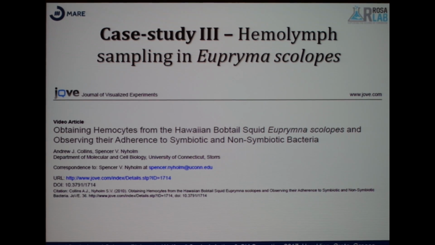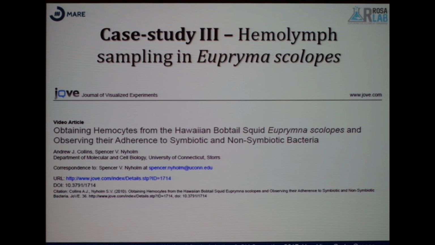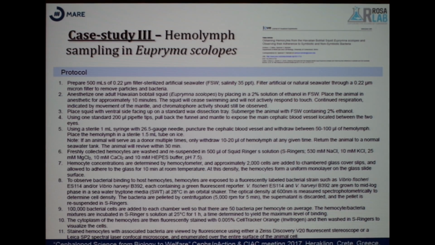Lastly, as I'm talking here about standardization, it is also good to inform the community of something that maybe not everyone is aware of. This case study is based on a study that was aimed at removing hemolymph and hemocytes from the Hawaiian bobtail squid, to then test their adherence with symbiotic and non-symbiotic bacteria. It was published in the Journal of Visualized Experiments, which allows for a different structure of publication where you can publish a step-by-step protocol for other research teams to mimic perfectly.